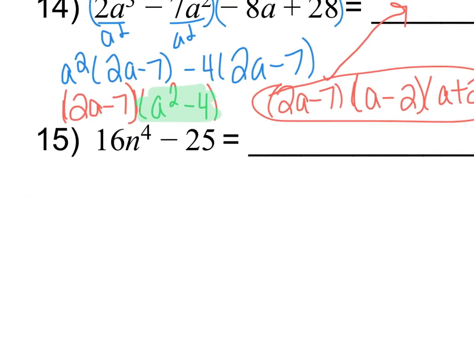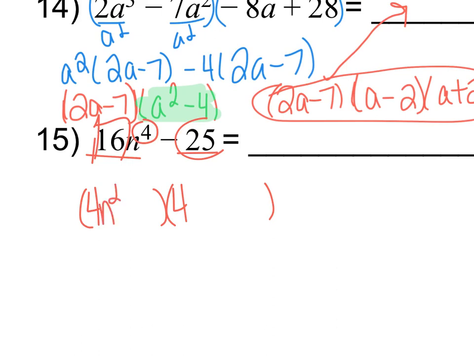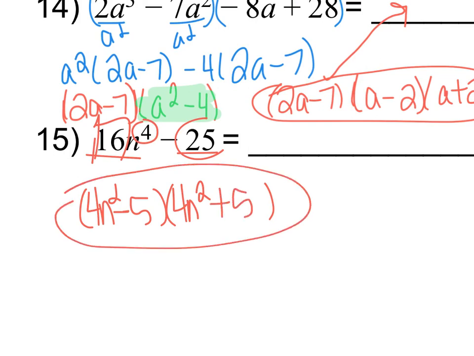And the last one, 16n to the 4th minus 25. Okay, that is the difference of two squares. 16 is a perfect square, 25 is a perfect square, which means I am going to break it apart into two binomials. And I'm going to have the square root of 16 is 4. It's going to go in both of them. Since we have a 4th power, I need to break that 4th power up evenly. So I'd have 4n squared and 4n squared. Square root of 25 is 5, so I'm going to have minus 5 and plus 5. And there you go.